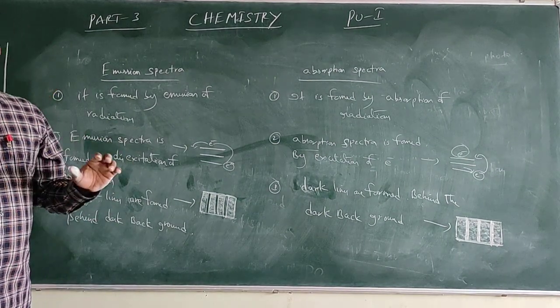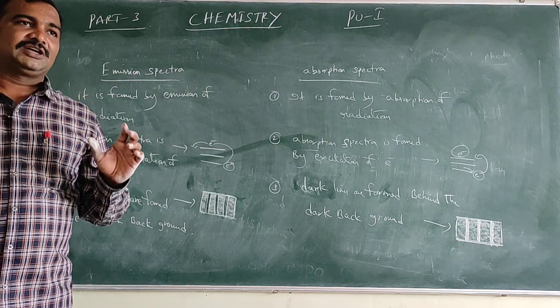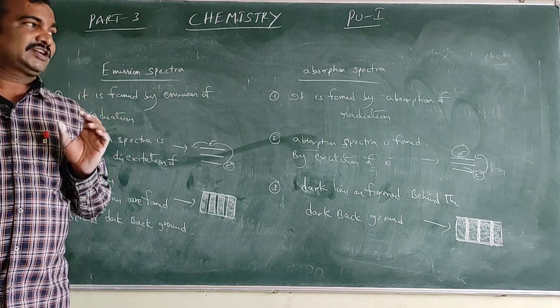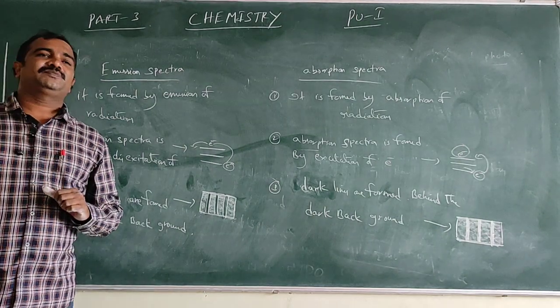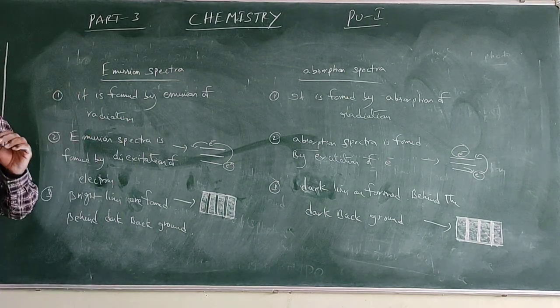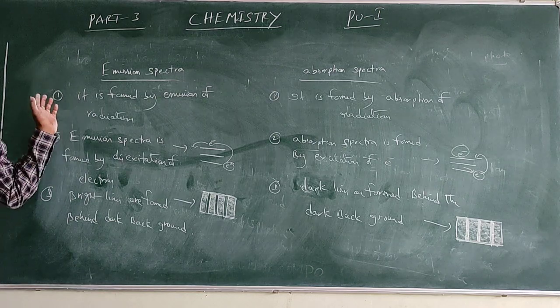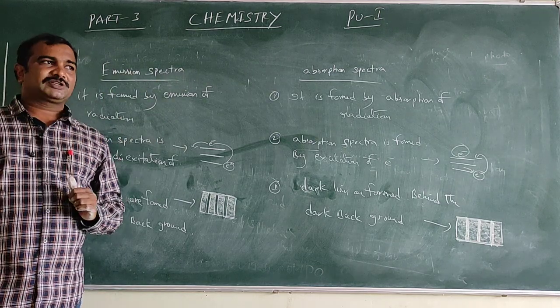So up to now we discussed Planck's quantum theory, photoelectric effect, and spectra. Spectrum, line spectrum, absorption spectrum, discontinuous spectrum, continuous spectrum, and the difference between emission spectrum and absorption spectrum, we discussed now.